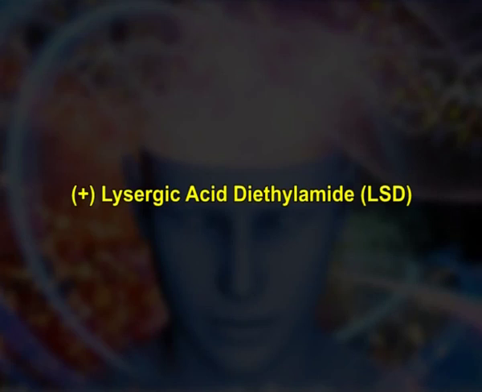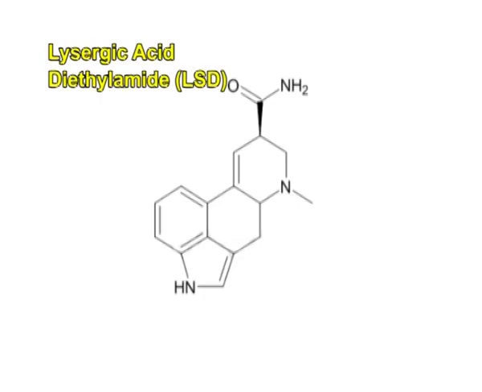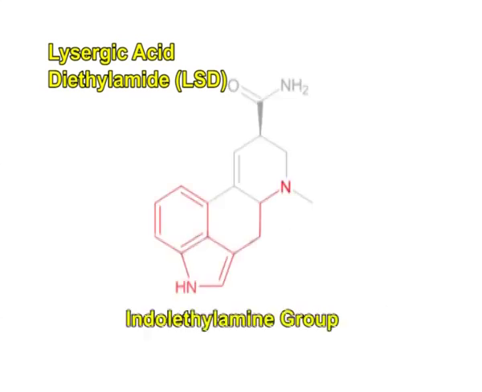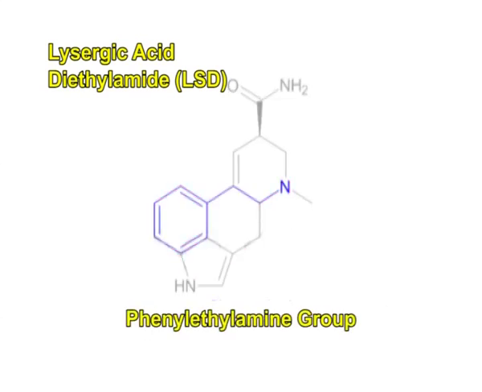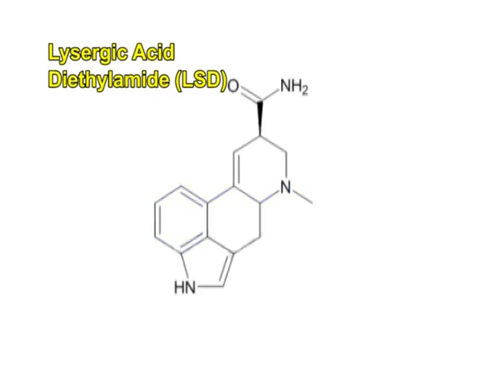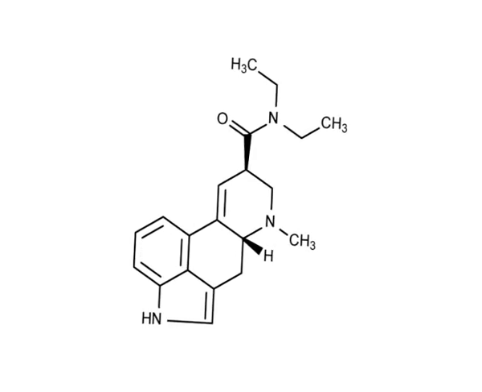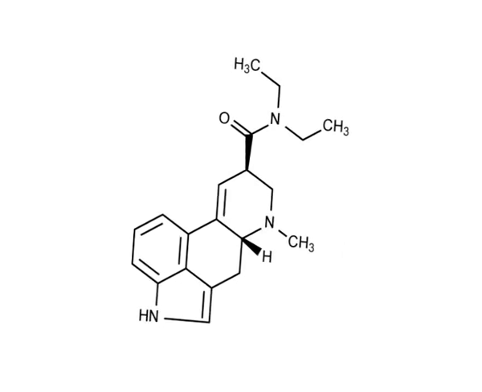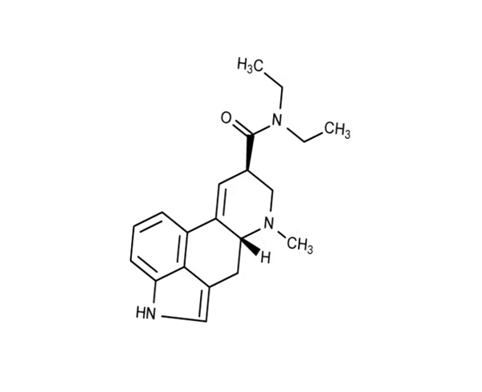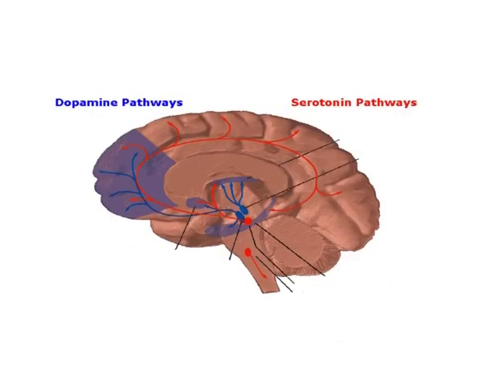Lysergic acid diethylamide, that is LSD. Both an indole ethylamine group and a phenylethylamine group can be seen in the structure of the extraordinarily potent hallucinogen lysergic acid diethylamide. The stereochemistry is exceedingly important. Chirality must be maintained or activity is lost. Likewise, the location of the double bond as shown in the figure. Experimentally, LSD has marked effects on serotonergic and dopaminergic neurons. The basis for all of its complex CNS actions is not completely understood.